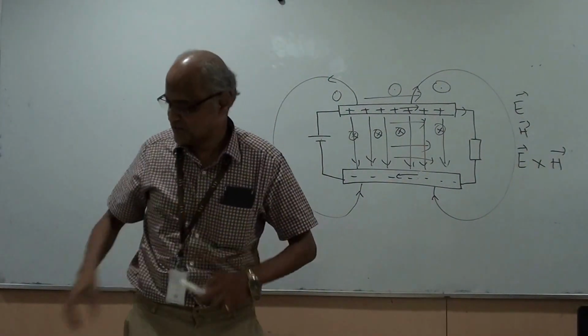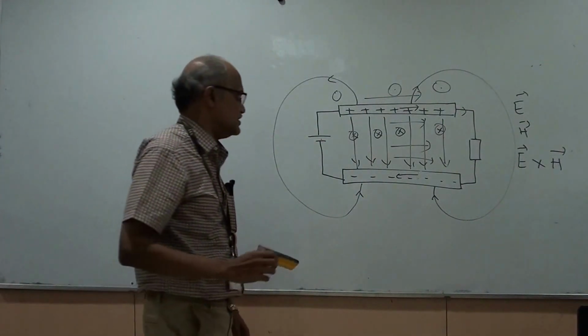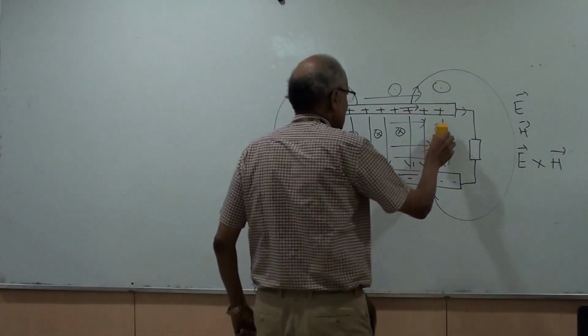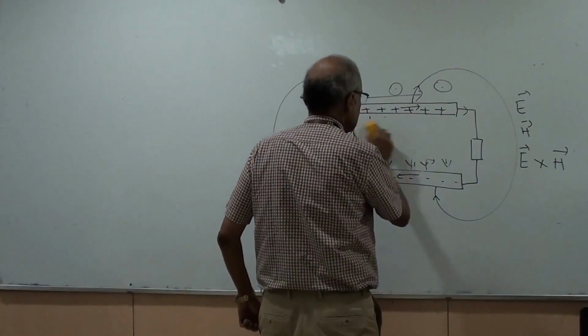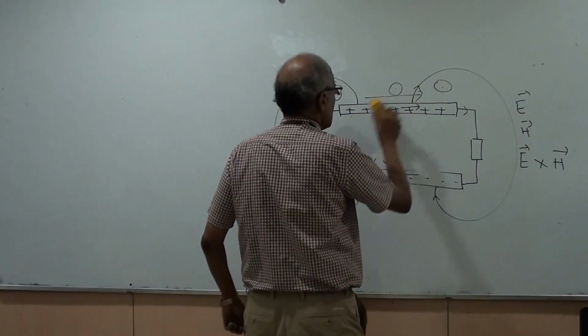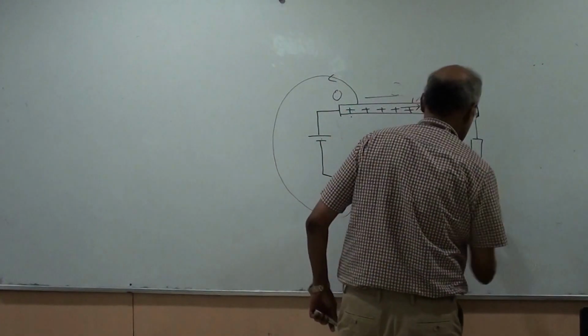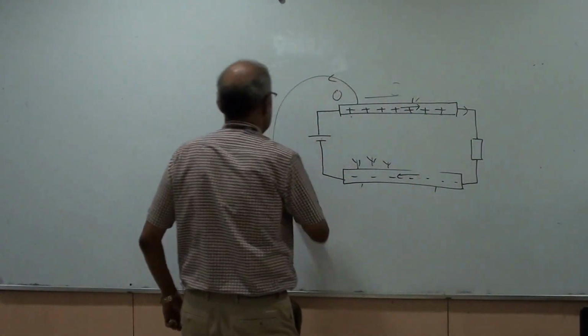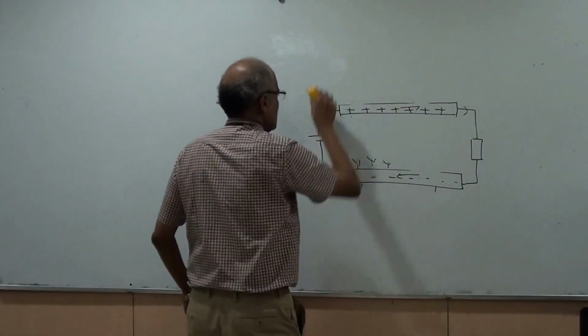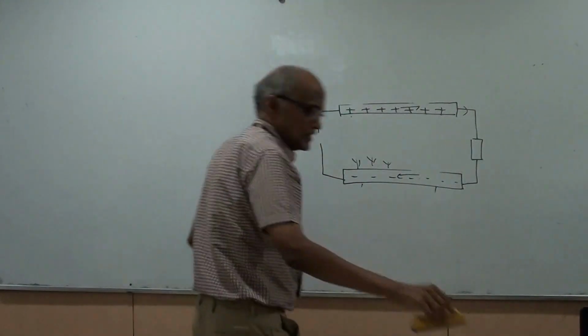So even for a DC source, the energy travels in the form of electromagnetic fields. The energy is transferred by electromagnetic fields. It is not transferred through the wires. Now let us take the more interesting case of an AC source. So let us replace it by a sinusoidal source.